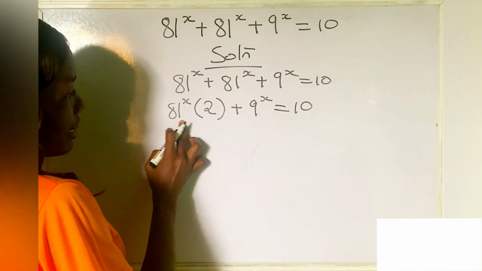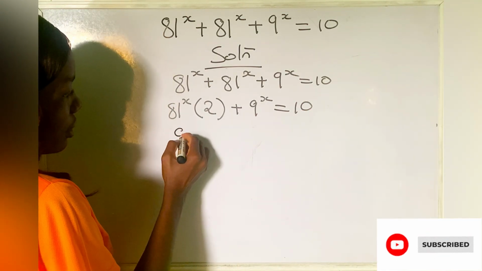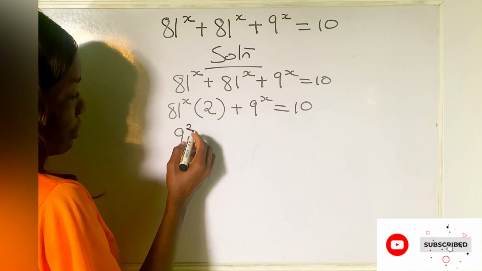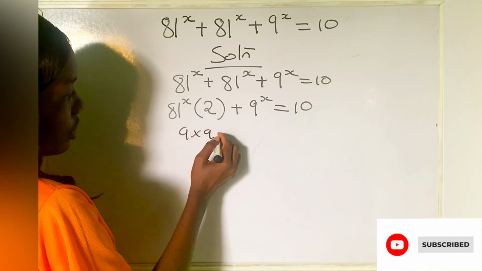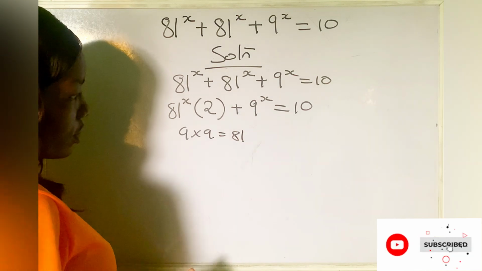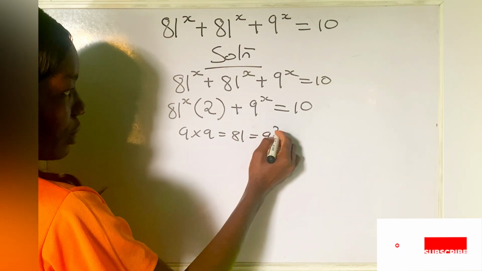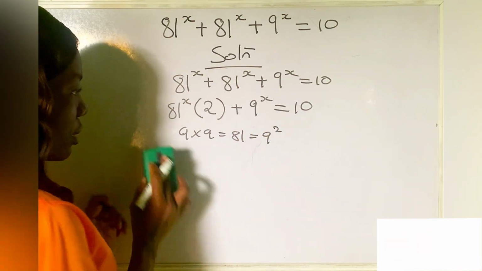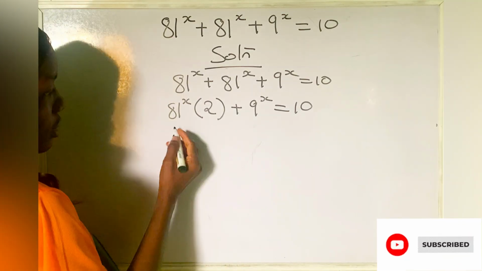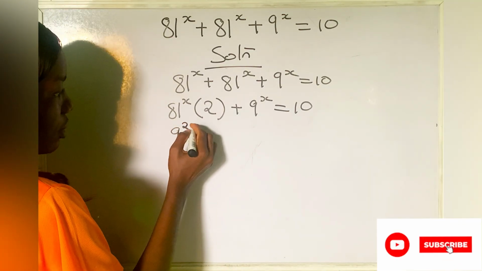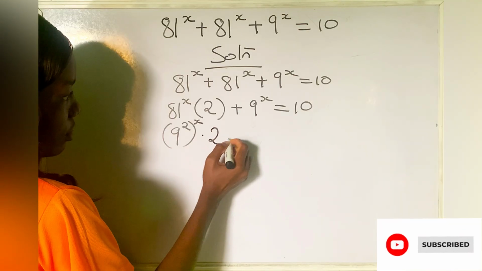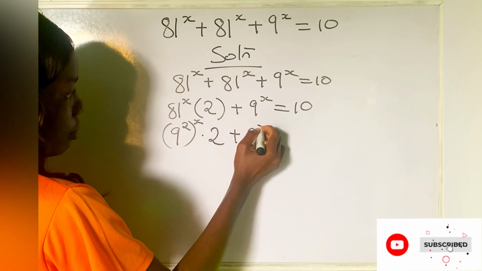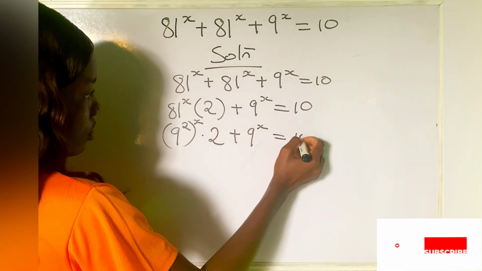So now 81 can be written as 9 squared, right? Because 9 times 9 will give us 81. So it's safe for us to say this is 9 squared, because we get the squared at the top. So this is now 9 squared. Don't forget our exponent x multiplied by 2, plus 9 to the power of x is equal to 10.